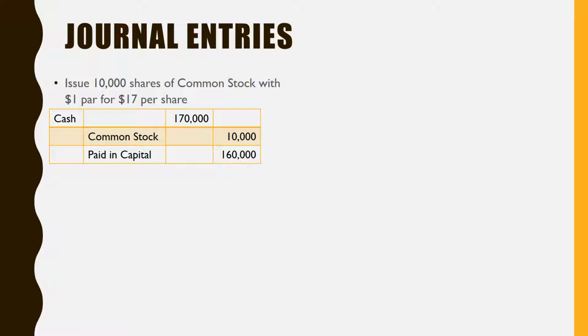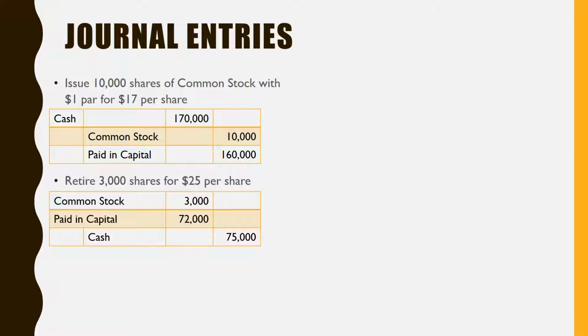So let's see what the journal entries would be. I think those definitions make a little bit more sense. So let's say I issue 10,000 shares of common stock with $1 par for $17 per share. The cash I'm going to get is $170,000. My common stock is credited at par, so that's $10,000. And the paid-in capital is the difference, so that's $160,000.